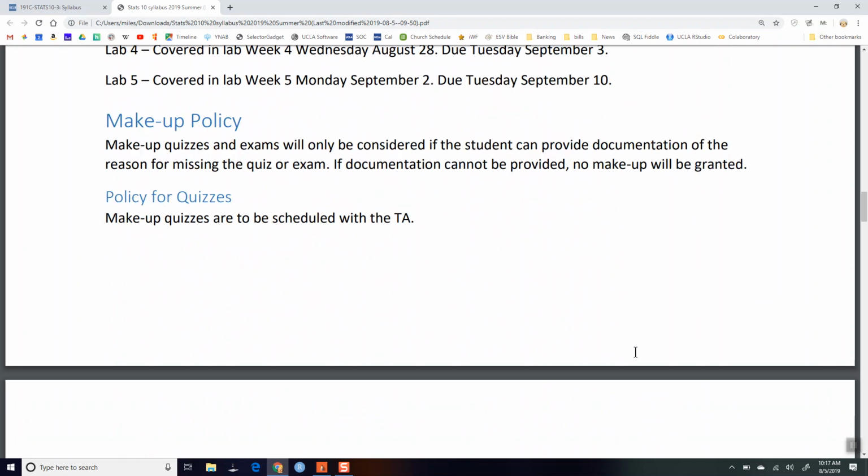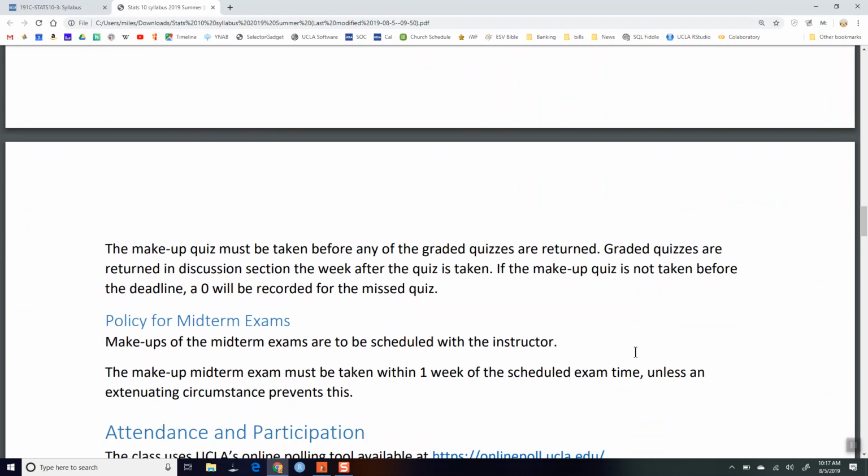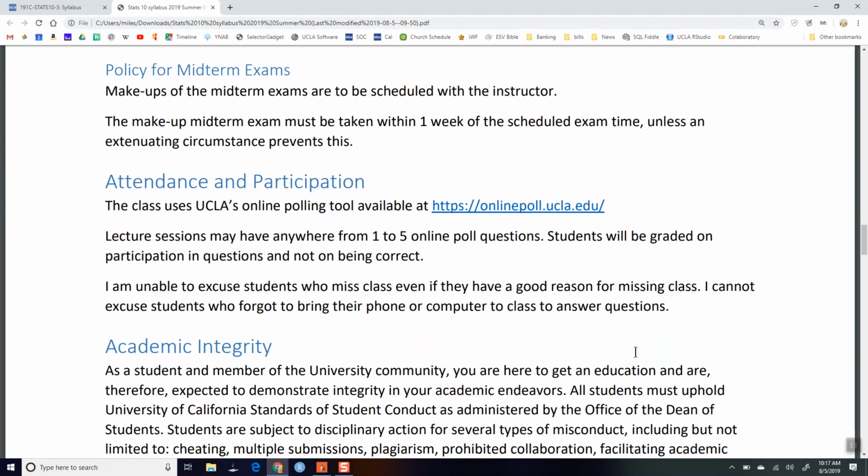Okay. Makeup policy: if you miss a quiz, you've got to make it up within 7 days. Contact me or the TA to schedule a makeup.